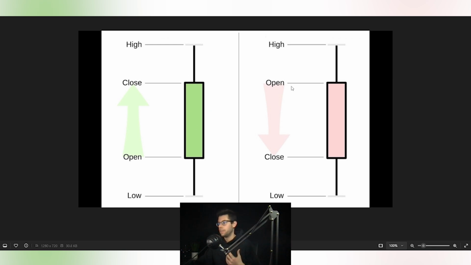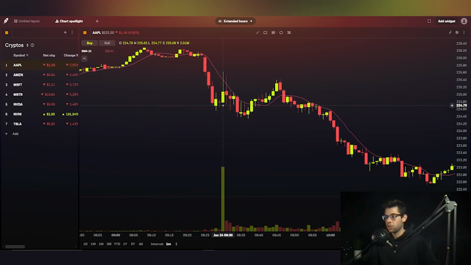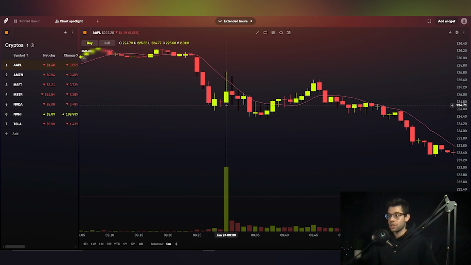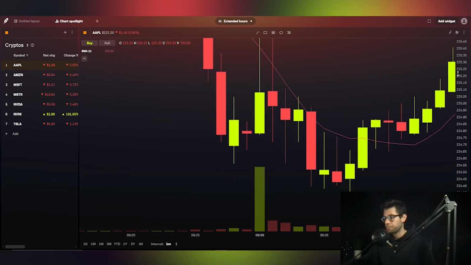Same thing, but the opposite with open and close. Red candlestick opens up top, trades in this area, and then closes right here. So with that being said, you now know kind of what a candlestick looks like. So with this green candlestick right here, which is our first candlestick of the day, I'll zoom in even a little bit more for you guys so you can really see.